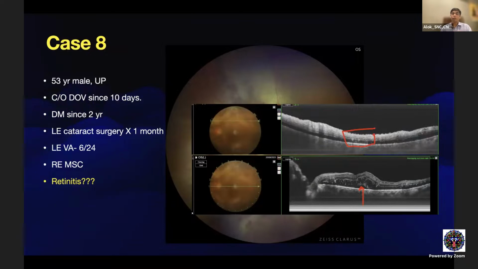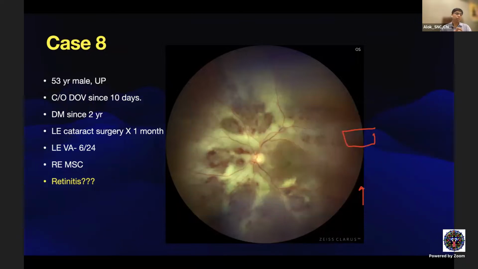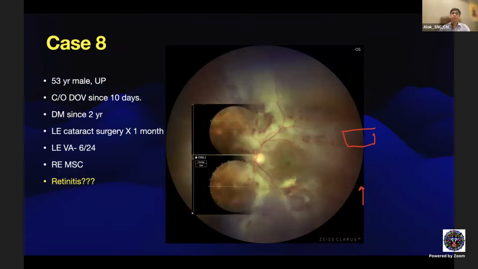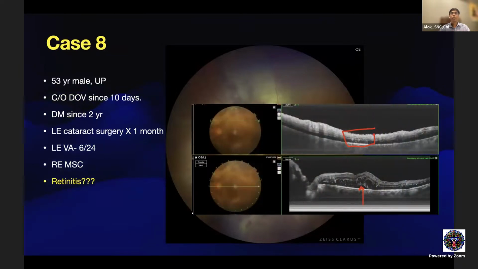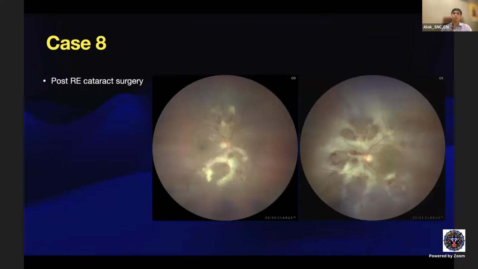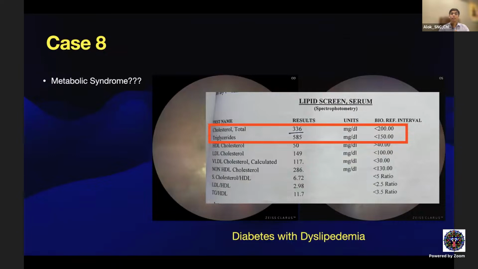So we were sure, not just because of the OCT, but also because you can see that the vessels which were traversing these areas of deep retinal lesions were very clearly demarcated. So we were sure that we may not be dealing with a case of retinitis. So we decided to examine the other eye, and the other eye also showed similar lesions, but of course to a lesser extent. And then the lab report came, and we found that this patient had a severe dyslipidemia.